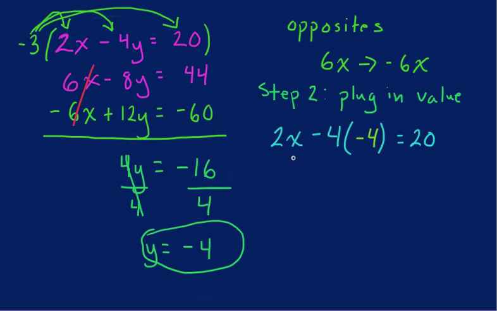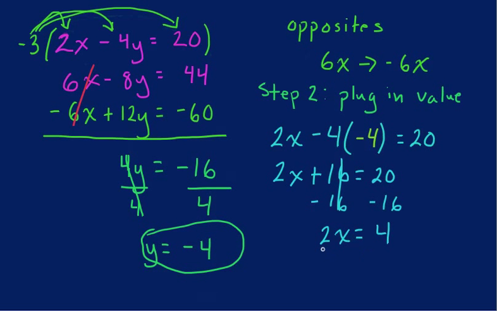So to go ahead and keep solving, I have my 2x, and what I'm going to do is multiply negative 4 times negative 4. It gives me a positive 16 equals 20. And then I subtract 16 from both sides. That cancels out, and I'm left with 2x is equal to positive 4. I divide by 2, and I can see that x is equal to 2.